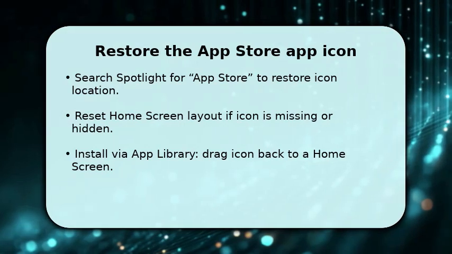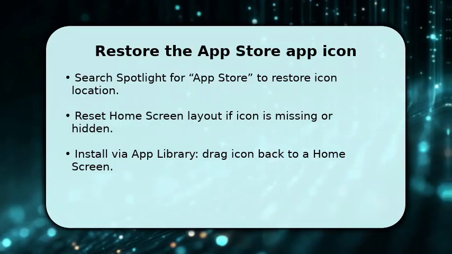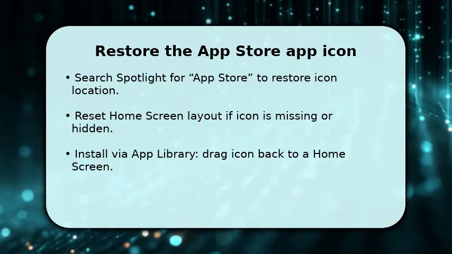Now actively restore the App Store icon. Swipe down and use Spotlight Search. If the App Store appears there, press and hold to return it to the home screen. This works because Spotlight can find hidden apps.